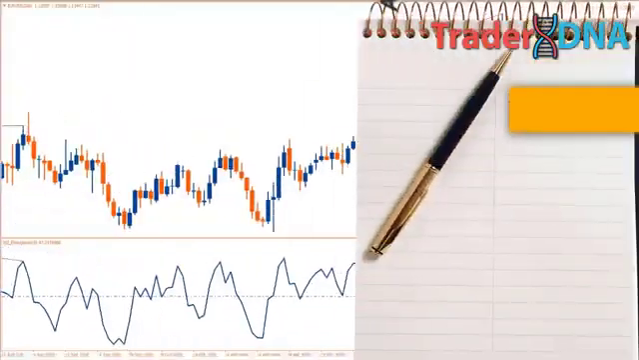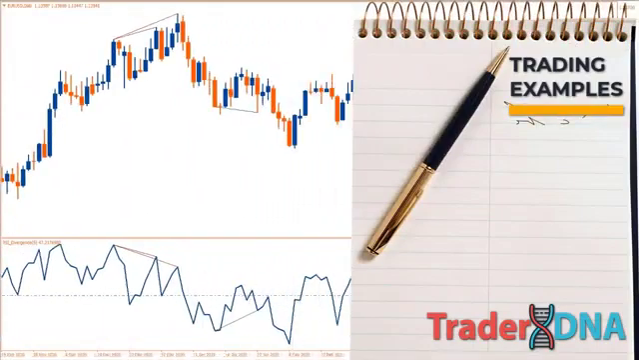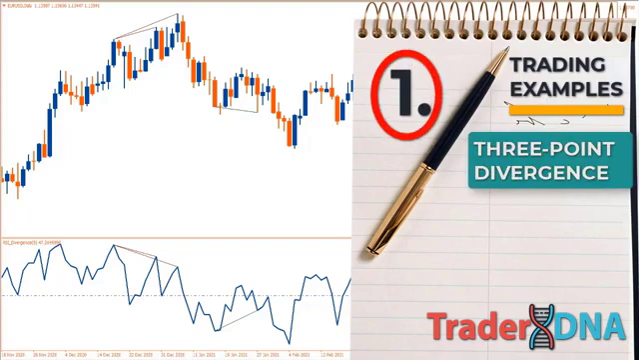Trading examples. In each of the 3 examples in this section, we marked out the divergence and candlestick pattern we identified. Example number 1. 3-point divergence.